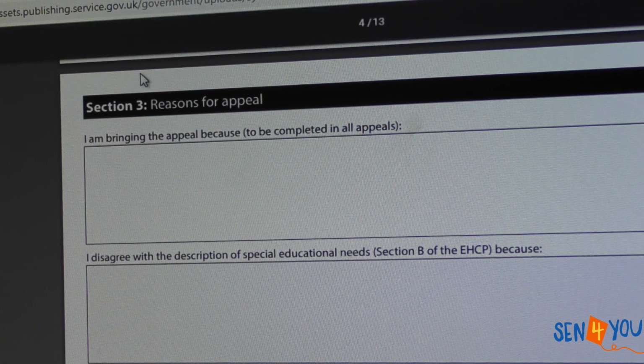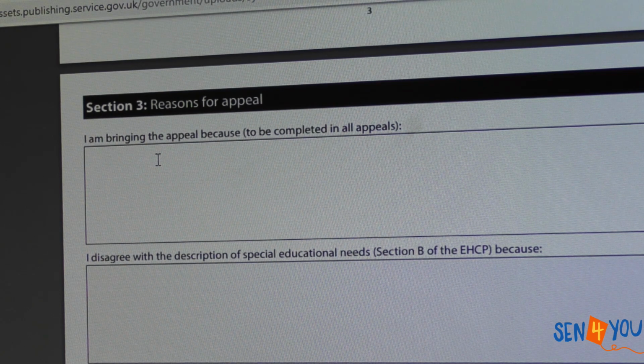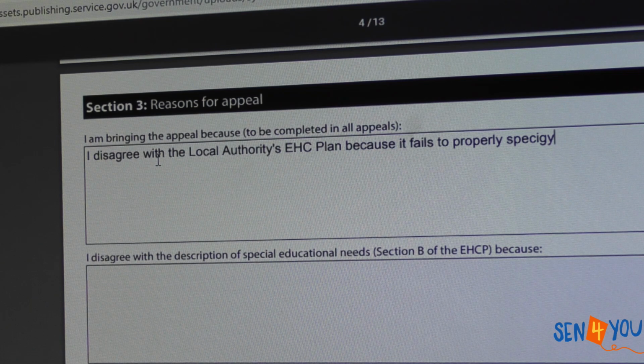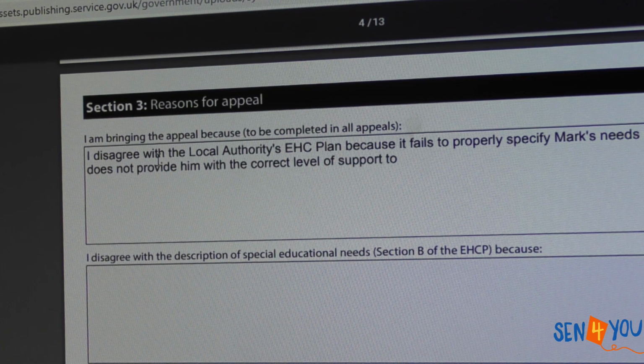So let's just have a little look by example as to what you might include in these sections. So I want to tell the tribunal first why I'm bringing this appeal. So we might just say, I disagree with the local authority's EHC plan because it fails to properly specify Mark's needs and does not provide him with the correct level of support to be able to make progress and to have his needs met.